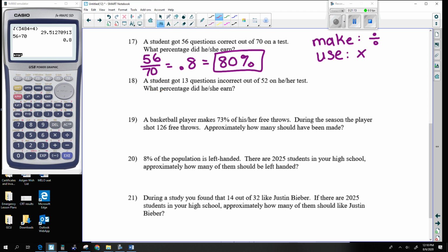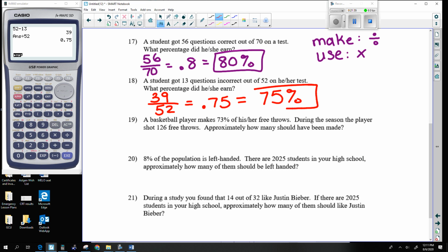All right, so if they had 52 questions, got 13 of them wrong, that will leave 39 that they got correct. So this is going to be 39 correct out of 52. 0.75, move the decimal place 2 places. That implies 75% correct.